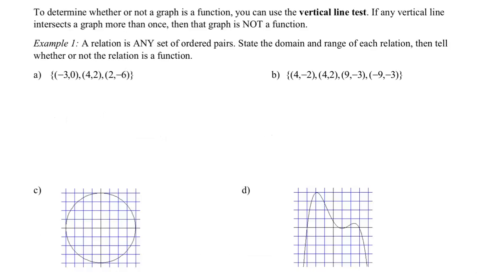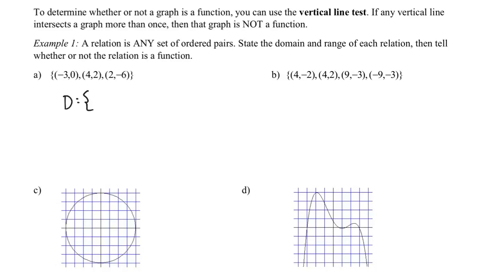Okay, so here on example 1, we're going to basically state the domain and range of each relation, and then tell whether or not that relation is a function. So for letters A and B, we have what's called a set of ordered pairs, a relation, and so we're going to start by stating the domain of this first one. And remember that the domain is just the set of all first coordinates or x coordinates or input values, however you want to think about it.